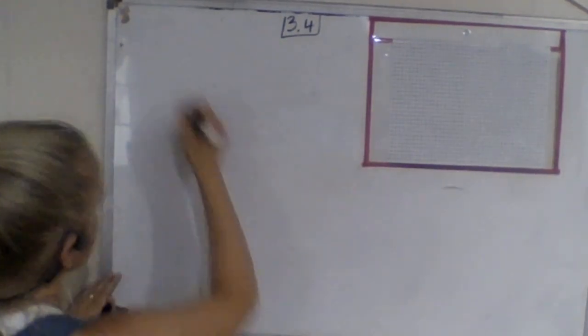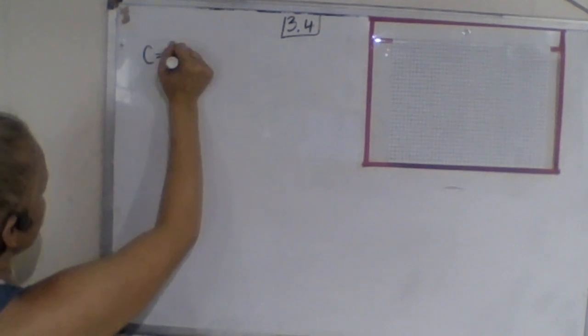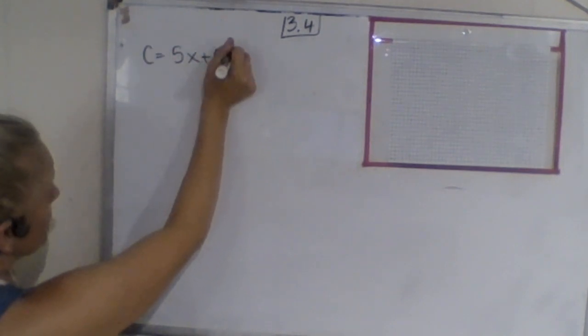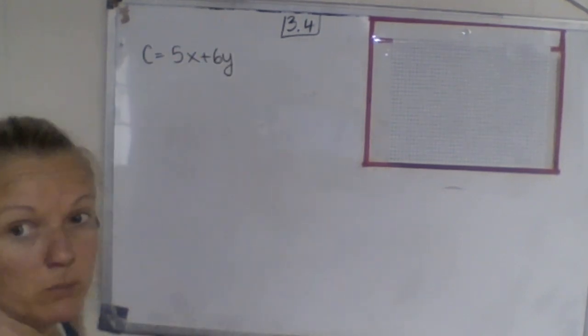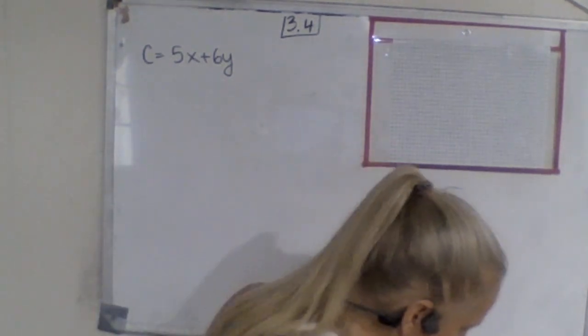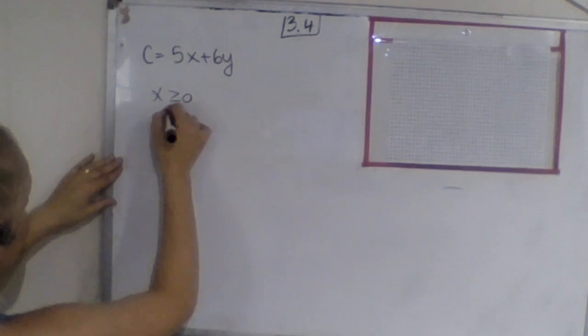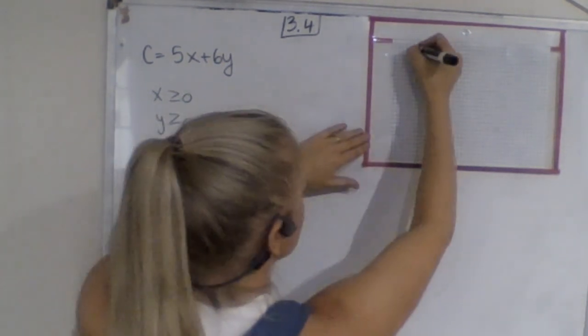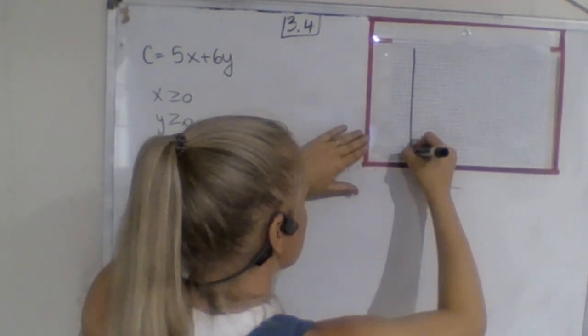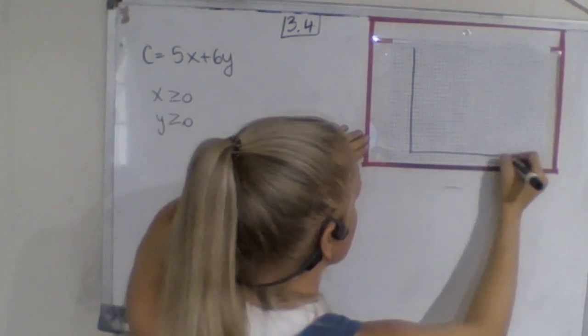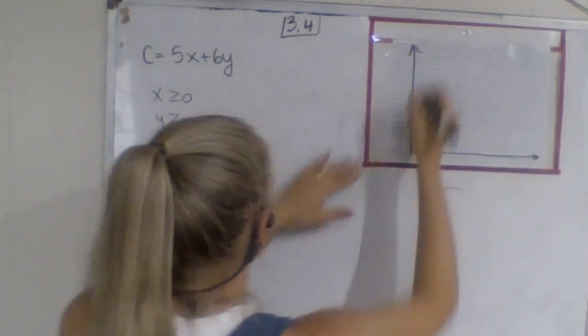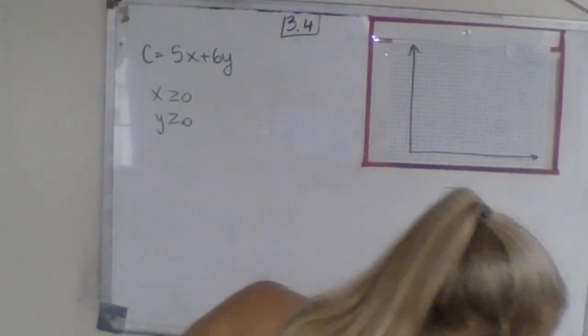Okay. First of all, what is my objective function? C equals 5x plus 6y. Remember, we never graphed this one. This is the one where we're plugging the points. Here are my constraints. X greater or equal to 0, y greater or equal to 0. We always like that stuff, right? Because that means we're staying in the happy zone of positive numbers.